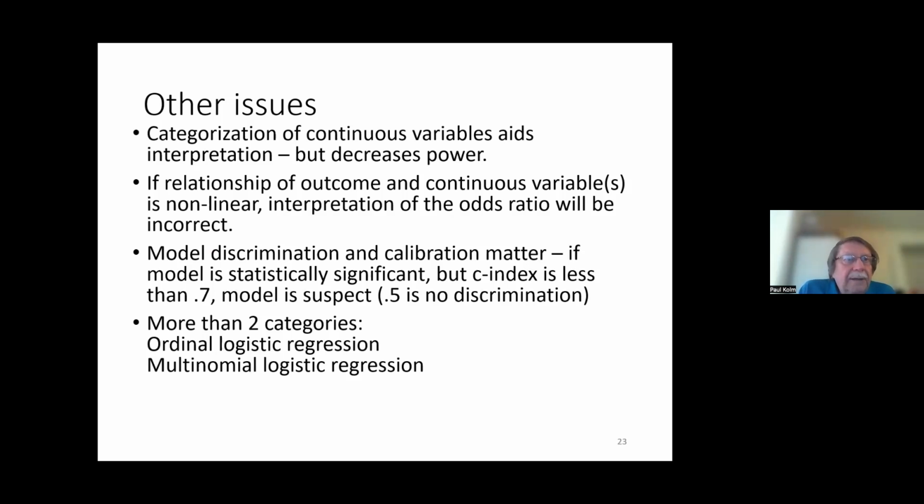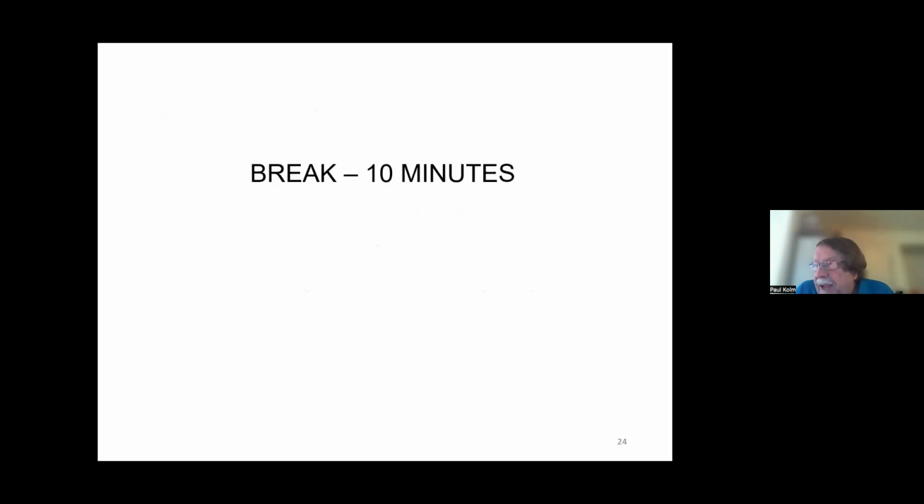And then to look at model discrimination and calibration, those should be reported in a study, but oftentimes they're not. And then if we have more than 2 categories in our outcome, we can do what's called ordinal logistic regression, or if they're just categories without an order to them, we can do multinomial logistic regression. So with that, I'll stop.